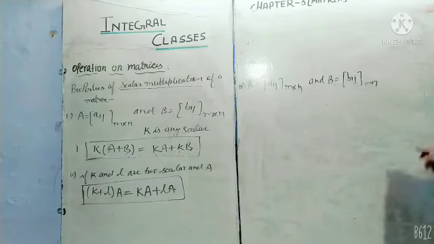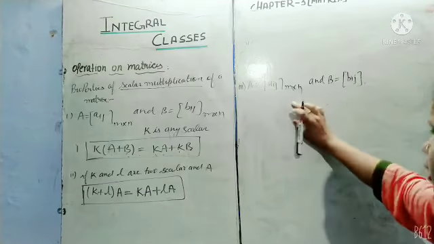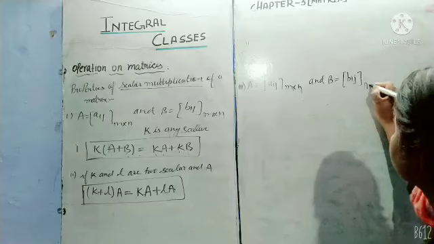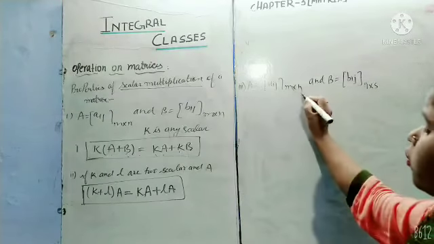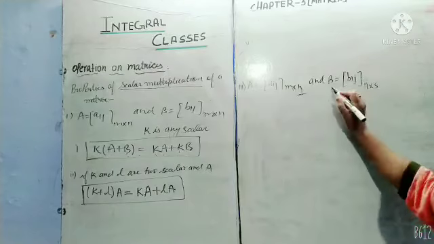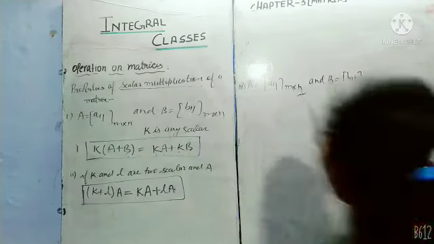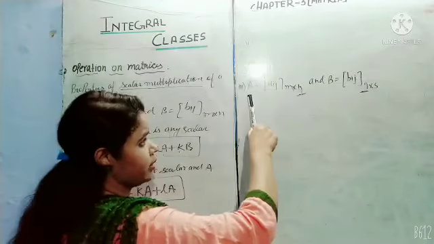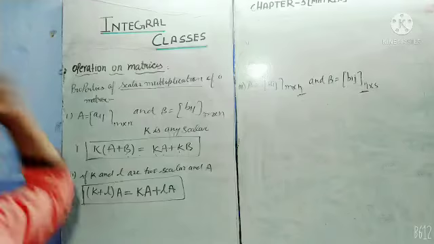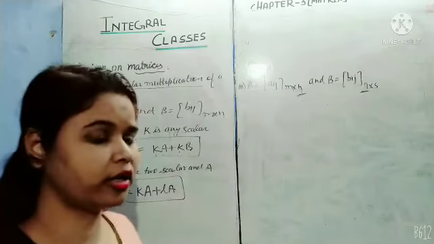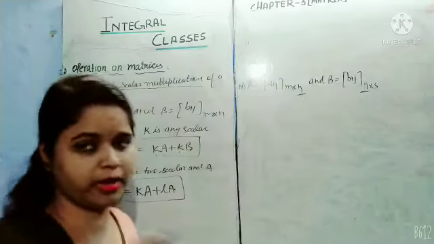Yes, student, it is not necessary that B also has the same order, but here is one more thing. If A has n columns, then B should also have n rows. It means the columns of the first matrix must equal the rows of the second matrix. Then we can multiply. Otherwise we can't do it. Let's see how we can multiply.